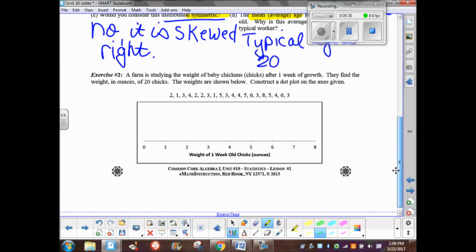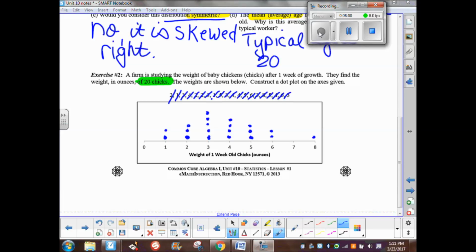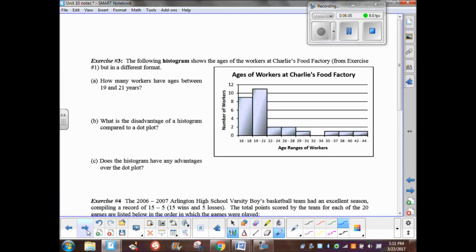So, let's go to the next one. So the farm is studying the weight of baby chicks after 1 week of growth. They find the weight in ounces of 20 chicks. The weights are shown below. Construct a dot plot on the given axis. So I'm going to pause the video and we'll go ahead and construct that dot plot. Okay, I'll turn it back on once. Okay, so your dot plot should look like that. And let's go ahead to exercise 3.